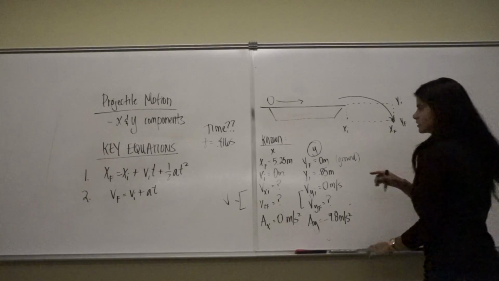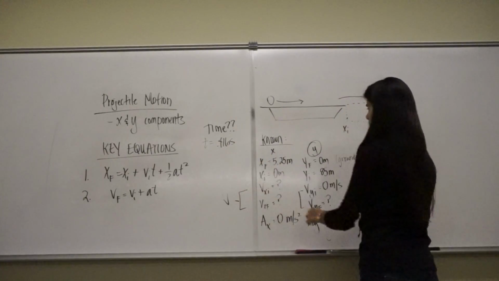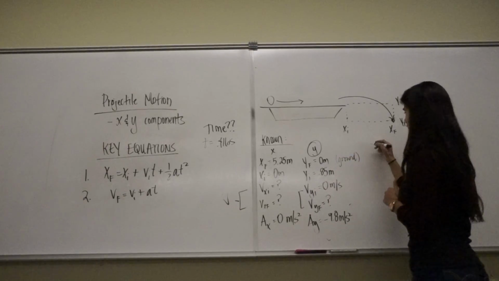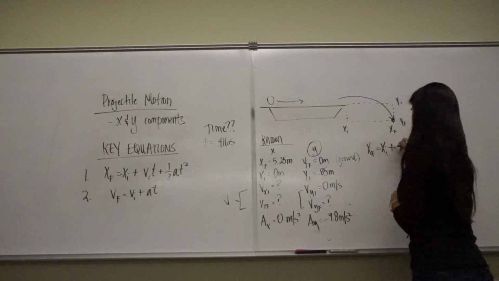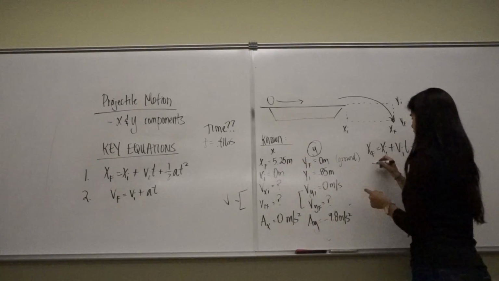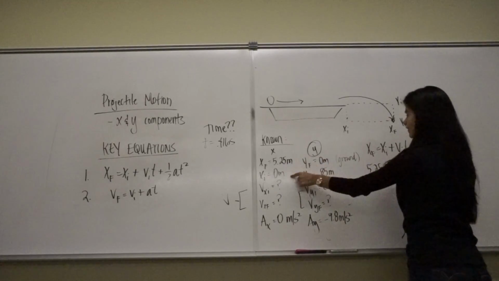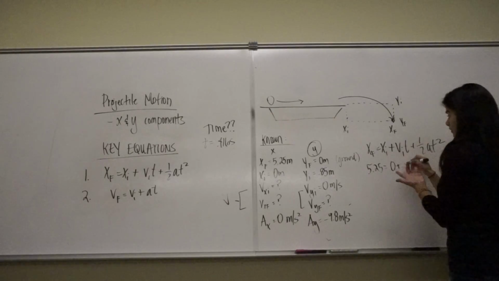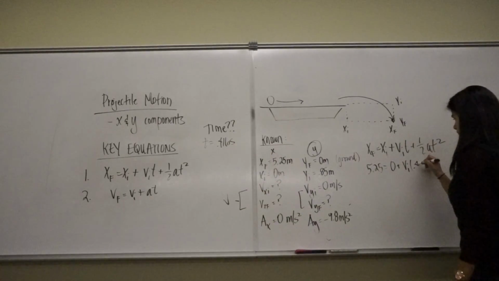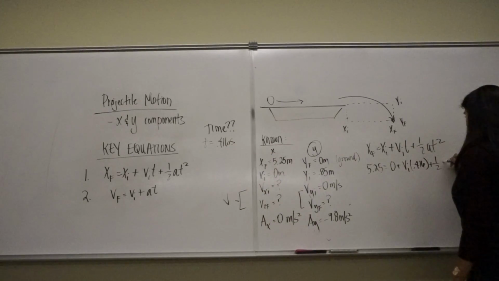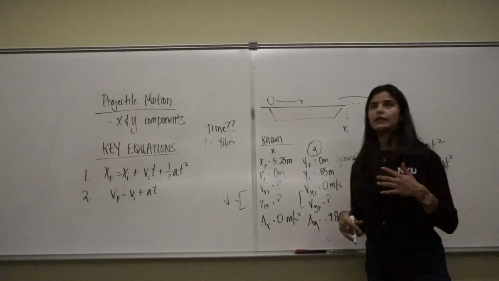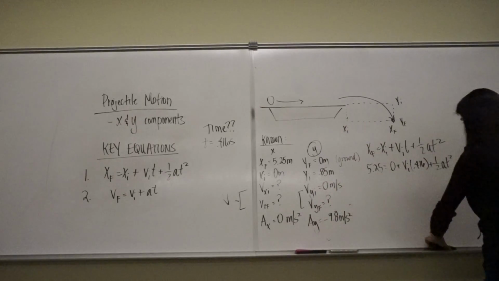Because now I'm going to use time to figure out my X components. So I'm going to use the same equation, but now in the X component. X of F equals X of I plus V of I T plus 1/2 A T squared. My X of F is 5.25. My X of I is 0 plus V of I. We don't know that yet. We're actually trying to solve for that. T, 0.416 plus 1/2 A T squared. But as we talked about earlier, there is no acceleration in the X direction, so we're going to go ahead and get rid of this.